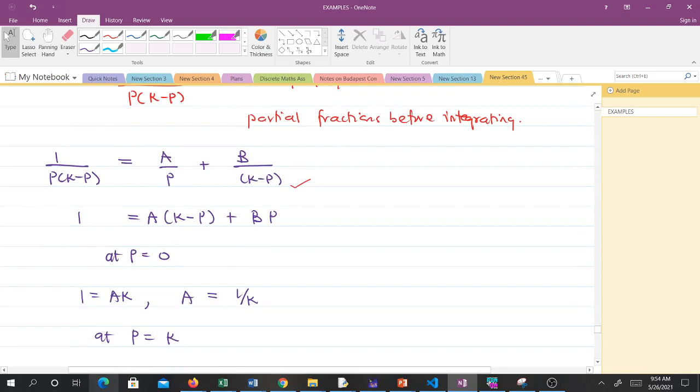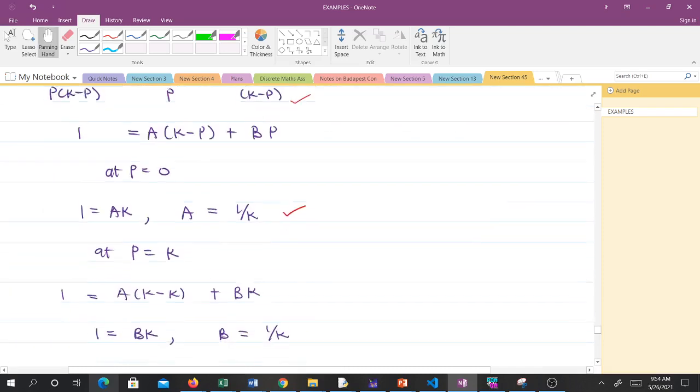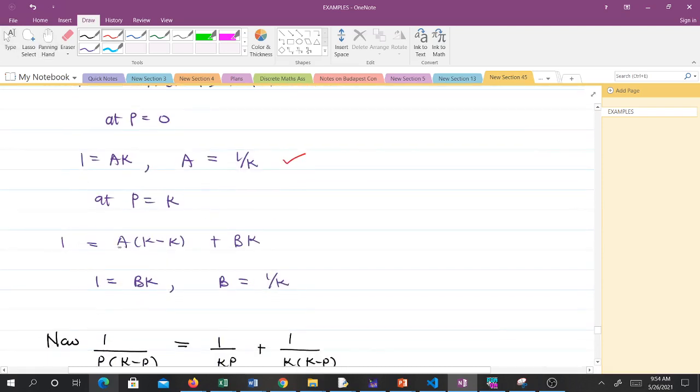Then our aim is to find a and b. So when you multiply through, we get 1 will be equal to a times k minus p plus b times p. So at p equals 0, we get 1 will be equal to ak. Then a will be equal to 1 over k. And at p equals k, we get 1 will be equal to a times k minus k plus bk.